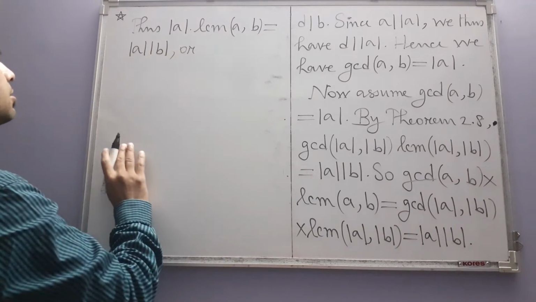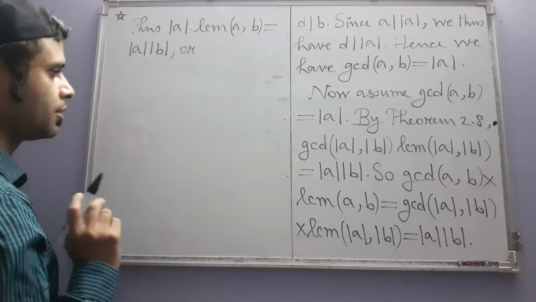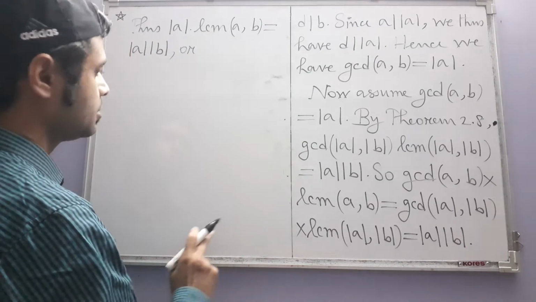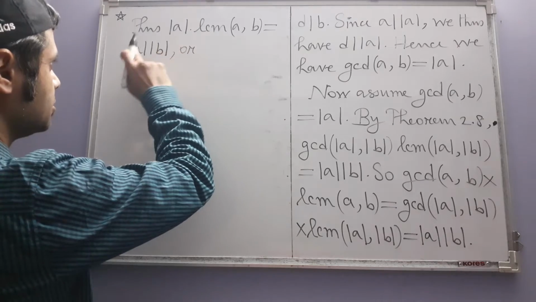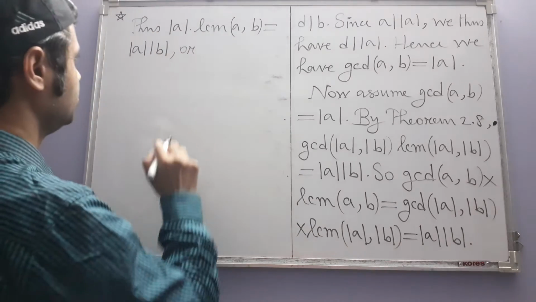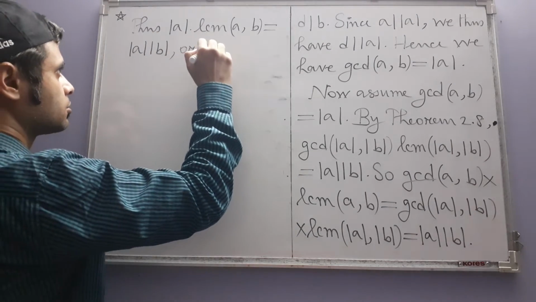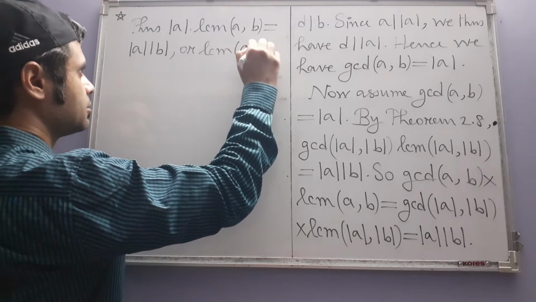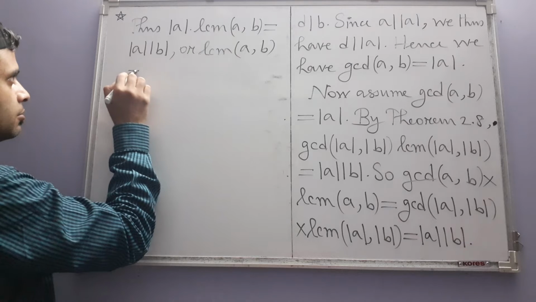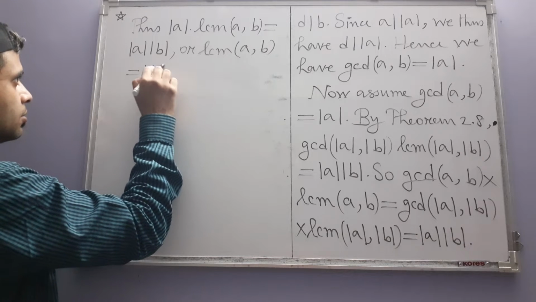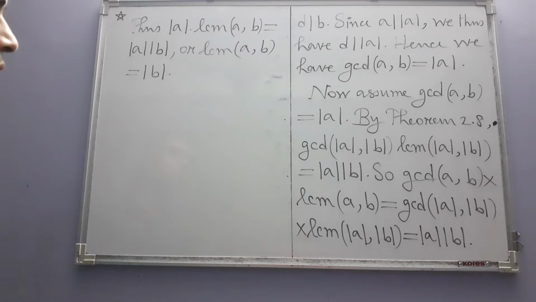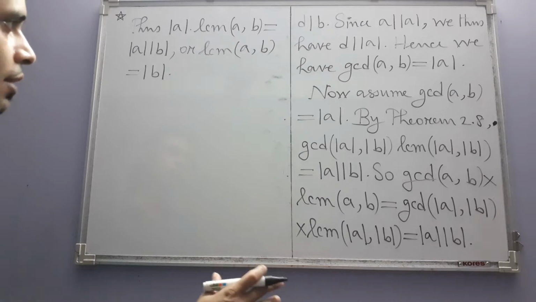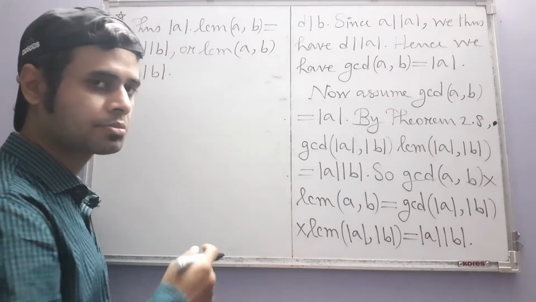Now you can cancel the absolute value of a from both sides. The reason is that this is non-zero. In fact, this is a positive integer. So that's how you get your final conclusion that the LCM of a and b must be equal to the absolute value of b. So here you have proved that part B implies part C.